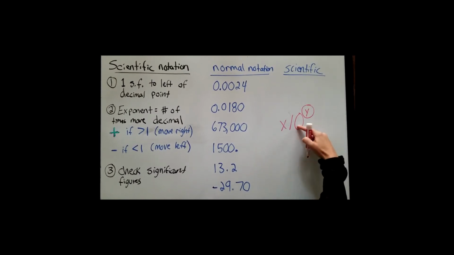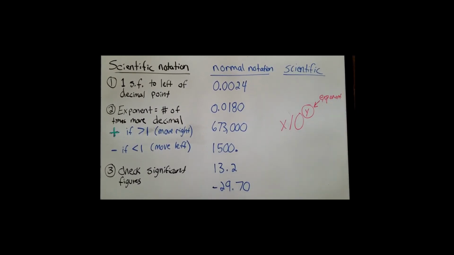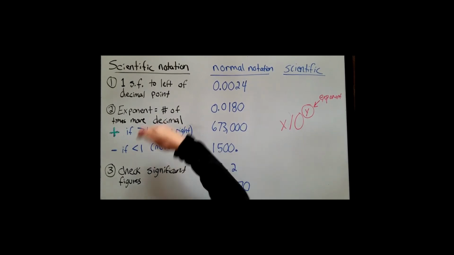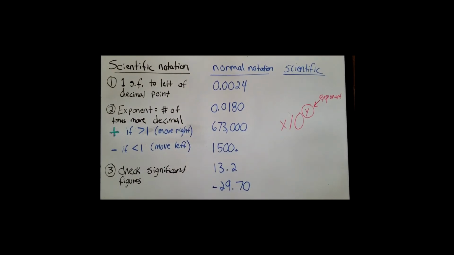Now we're raising 10 to the power. This power is called the exponent. Okay, so how do we write scientific notation? Well, like everything we've been looking at, there's a set of rules to go through. So let's look at those rules and apply it to these examples here.